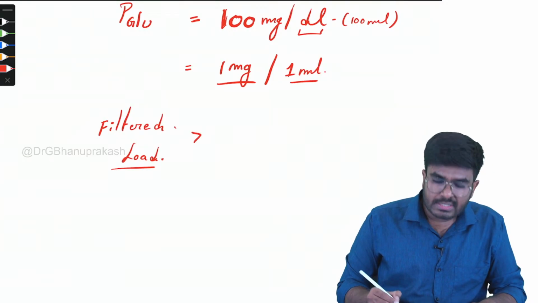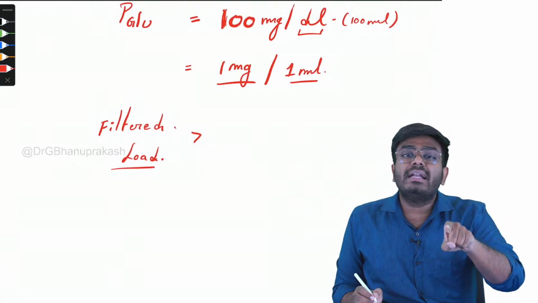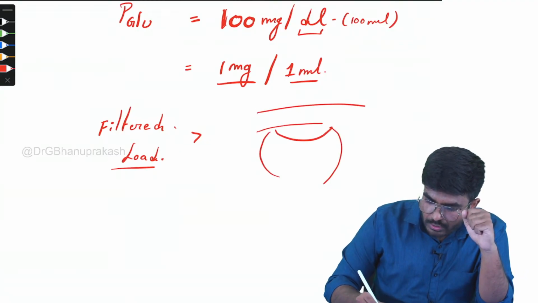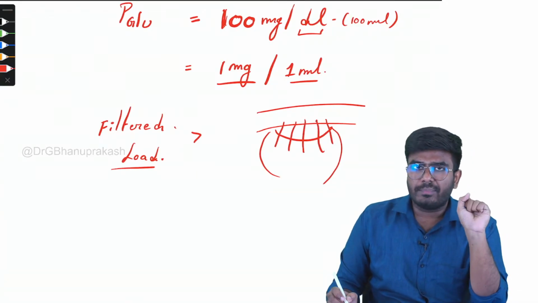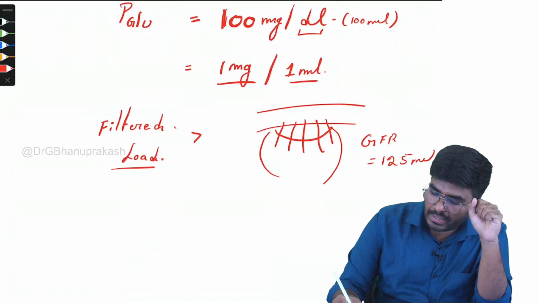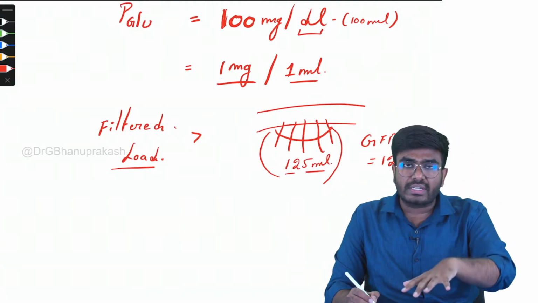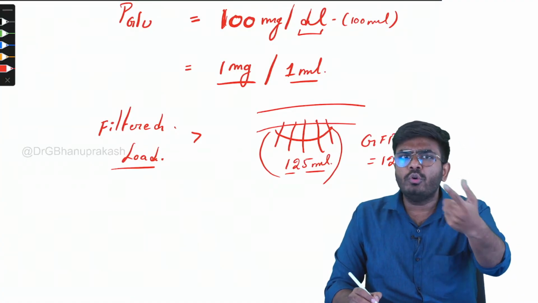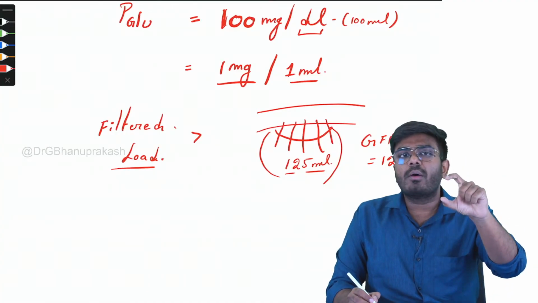Filtered load of glucose means how much glucose is filtered in 1 minute. So see, here is the Bowman's capsule, here is your glomerular capillary. First of all, what is the glomerular filtration rate? Just tell me. Sir, GFR, glomerular filtration rate, is 125 ml. Here 125 ml of plasma is getting filtered. I have already taught you, in a healthy person, in 1 ml of plasma there is 1 milligram of glucose.